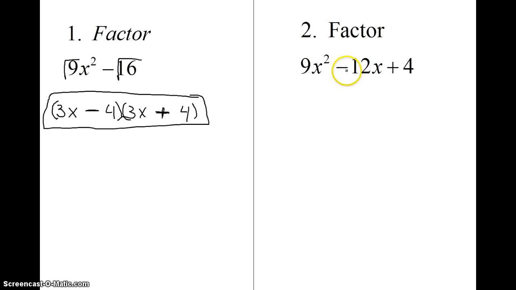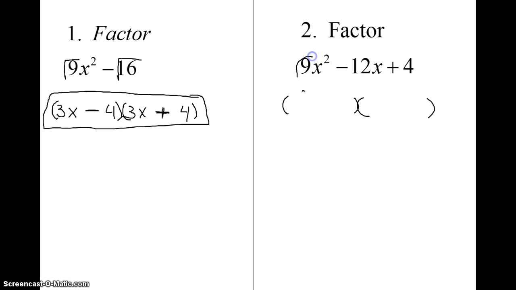For number 2, you want to factor. We have a perfect square trinomial, and you know that because a is a perfect square number, c is a perfect square number, and you have a plus for c. If you have a minus for c, that's not a perfect square trinomial. So all you do, guys, you need to have your two binomials.